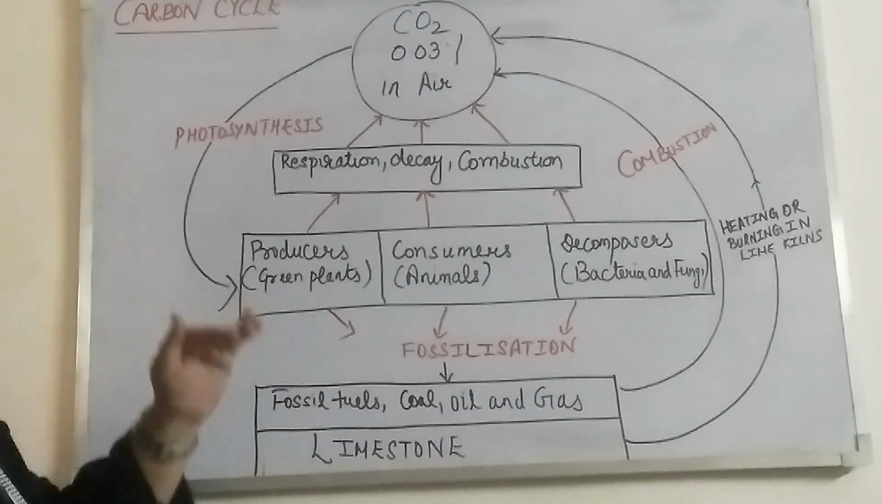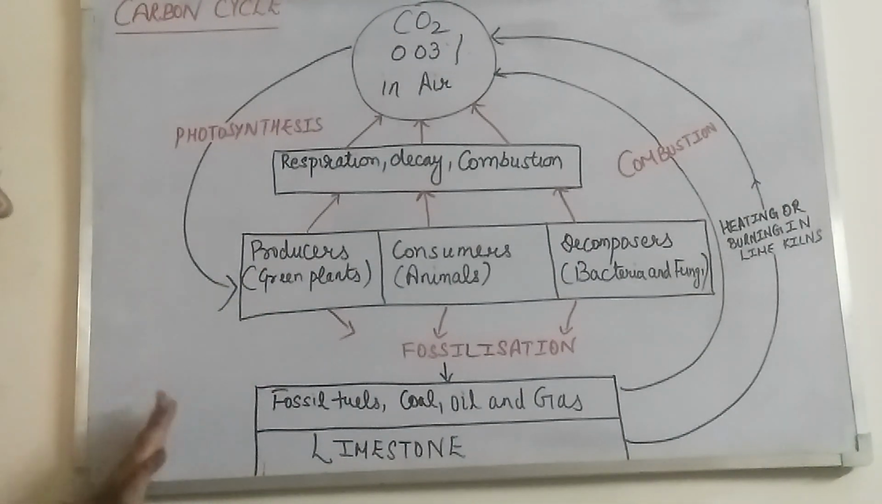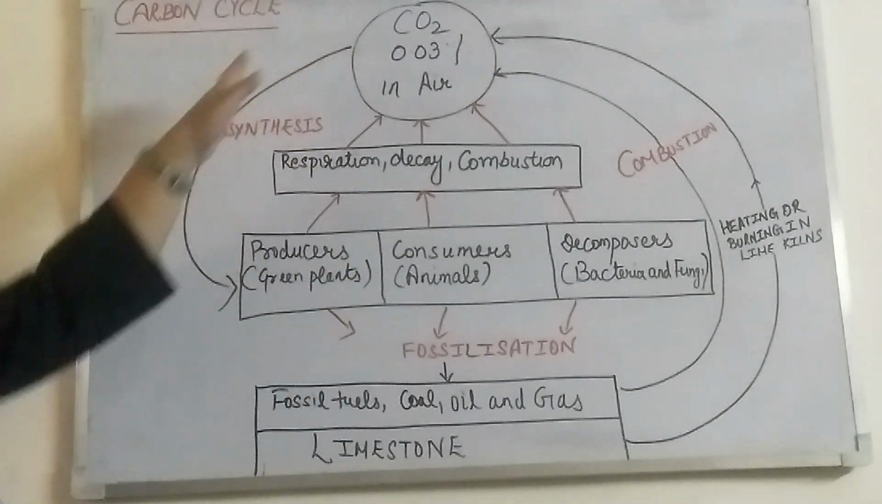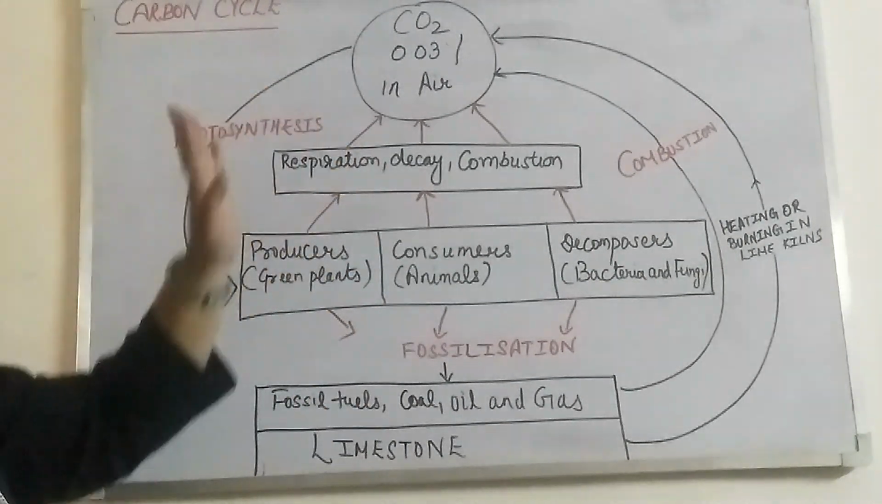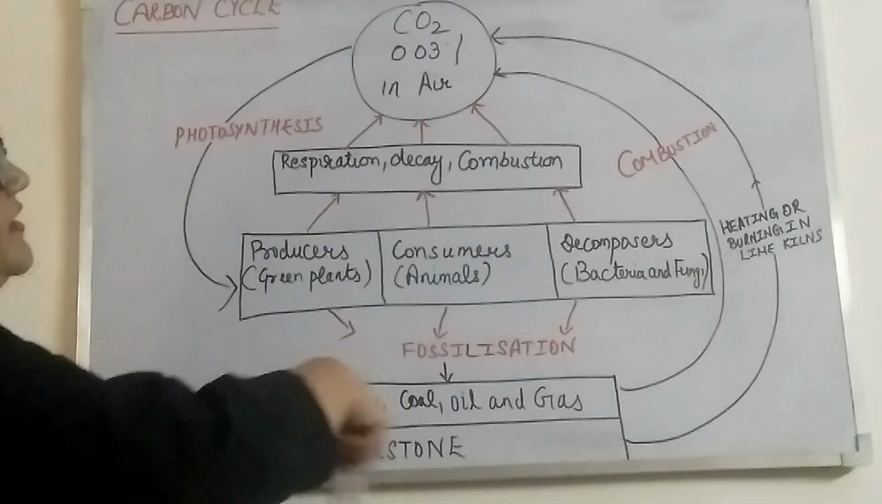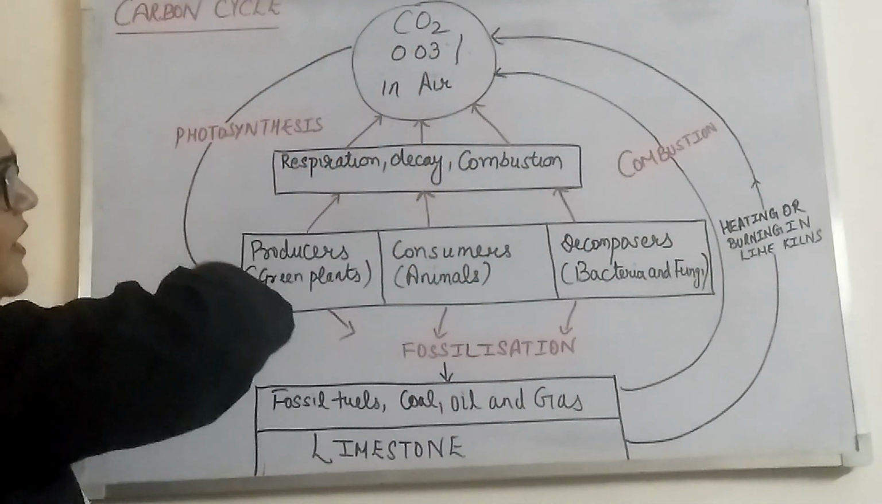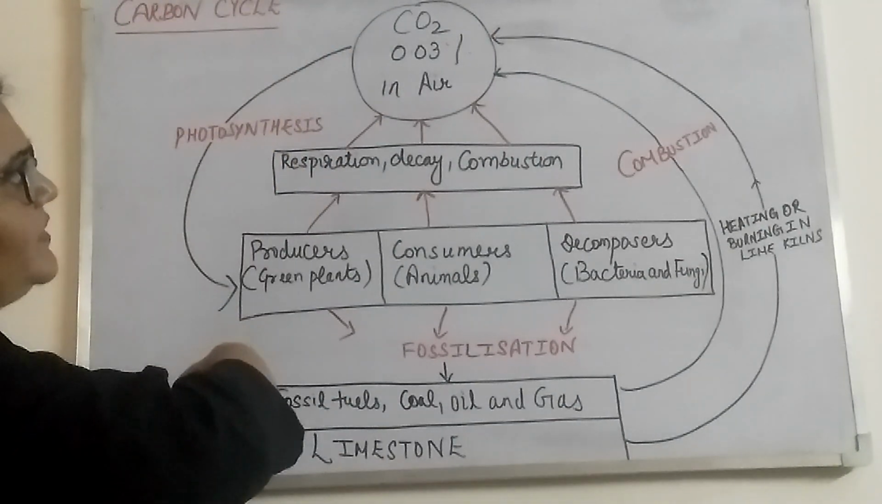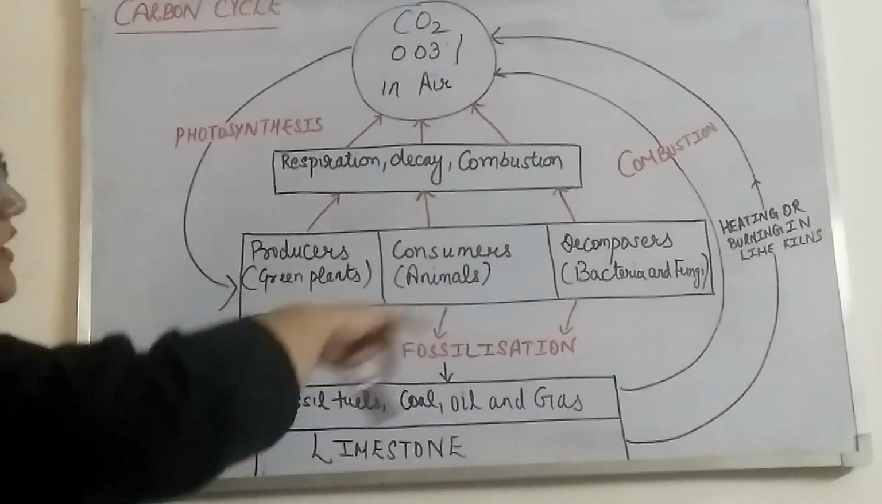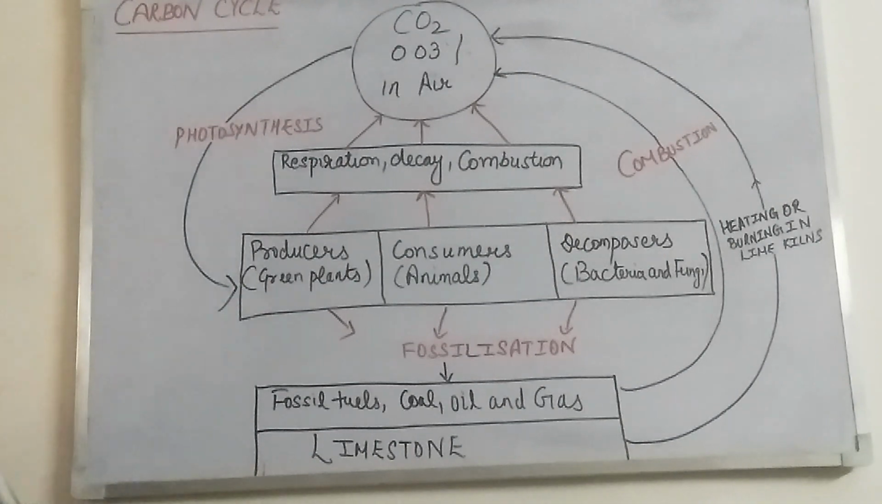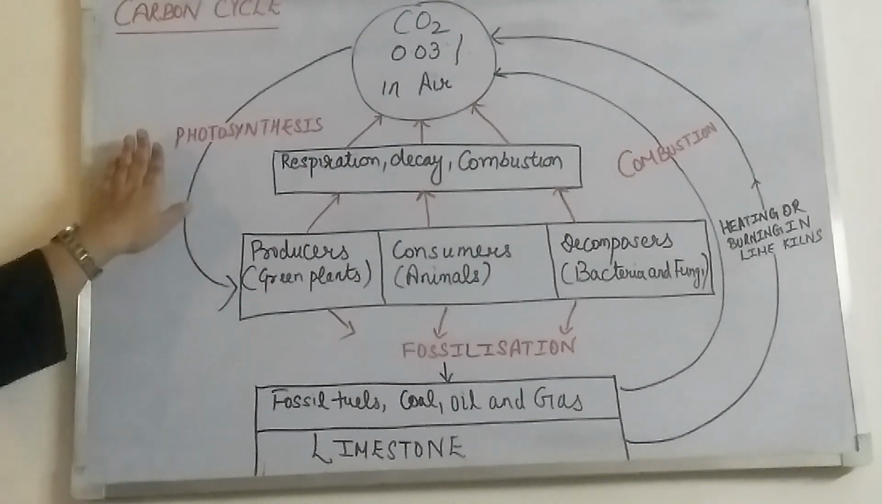All the living things take it in a chemical form, and again we give it back to the air, then again we take it, and again we give it back to the air. So this is the carbon cycle, by which we keep on consuming the carbon from the air and we keep on giving it back. So let us start from this process, photosynthesis.